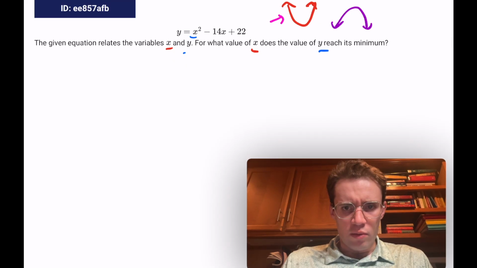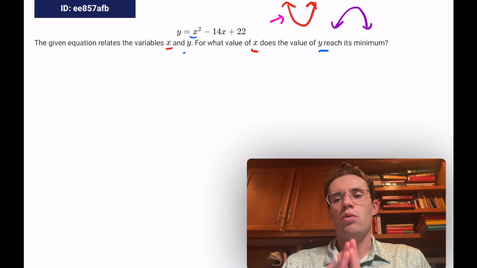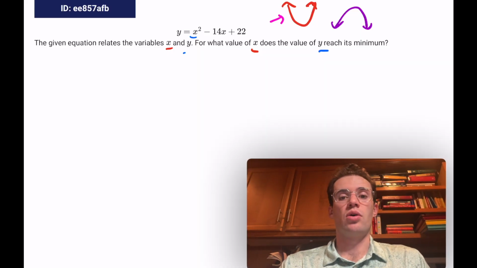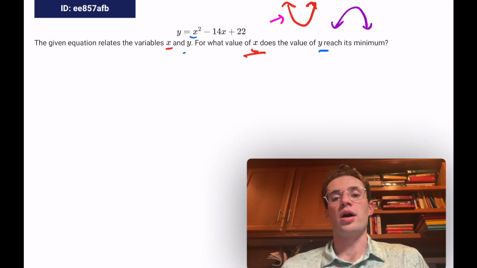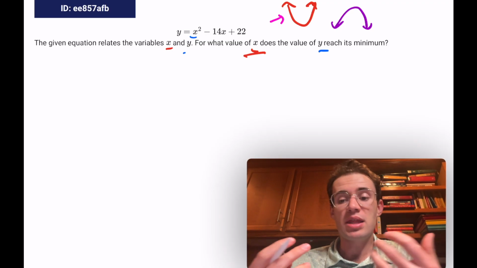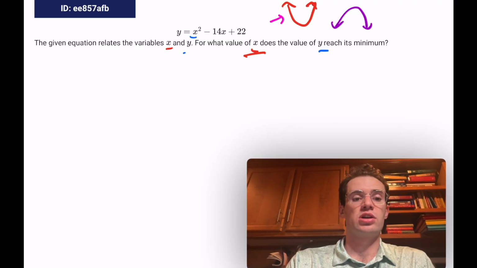So we need to figure out what's the x value that will make it reach that minimum value of y. We don't even need to know what the minimum value of y is. We just need to know what value of x will cause that. All right, and again, this is going to be something with the axis of symmetry. That would be, to me, the easiest way to solve this, unless you're just typing it into your calculator.